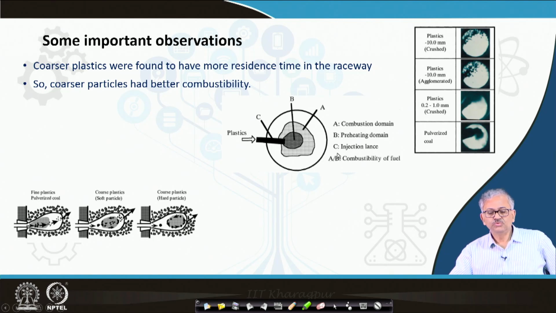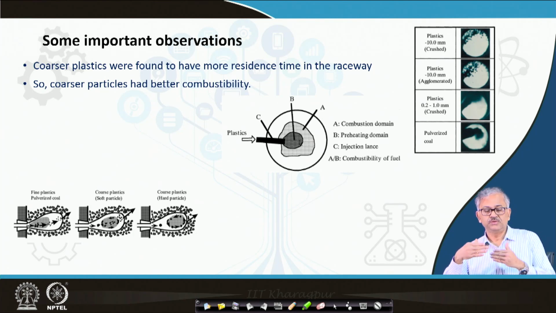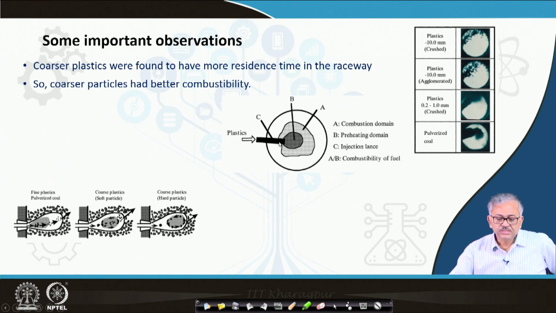And how do they calculate the combustibility of the particle? Basically they measure the size. This A is basically called the combustion domain. Here basically most of the combustion takes place, and this is the preheating domain. Here the particle gets preheated. So, we found that the solid coarser particles reside more in the preheating zone, they basically get heated up, and finally when they come into the combustion zone they burn immediately.